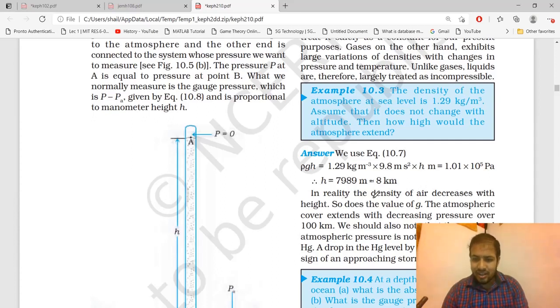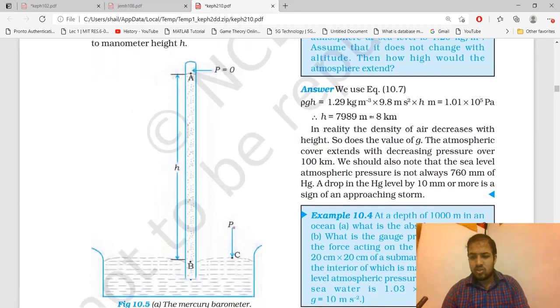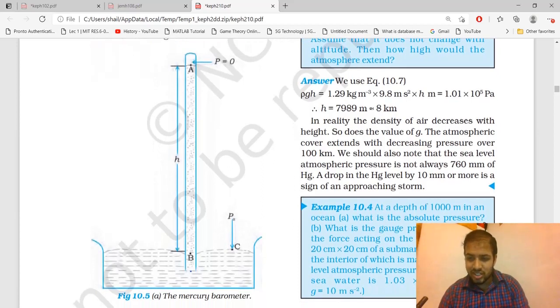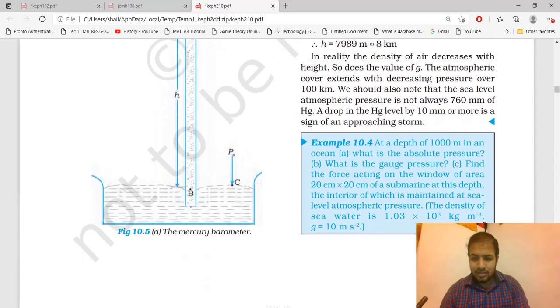In reality, the density of air decreases with height. So does the value of g. The atmospheric cover extends with decreasing pressure over 100 km. We should also note that the sea level atmospheric pressure is not always 760 mm of Hg. A drop of Hg level by 10 mm or more is a sign of an approaching storm. So if the pressure goes 10 millimeters down, then it seems that there is a storm approaching.